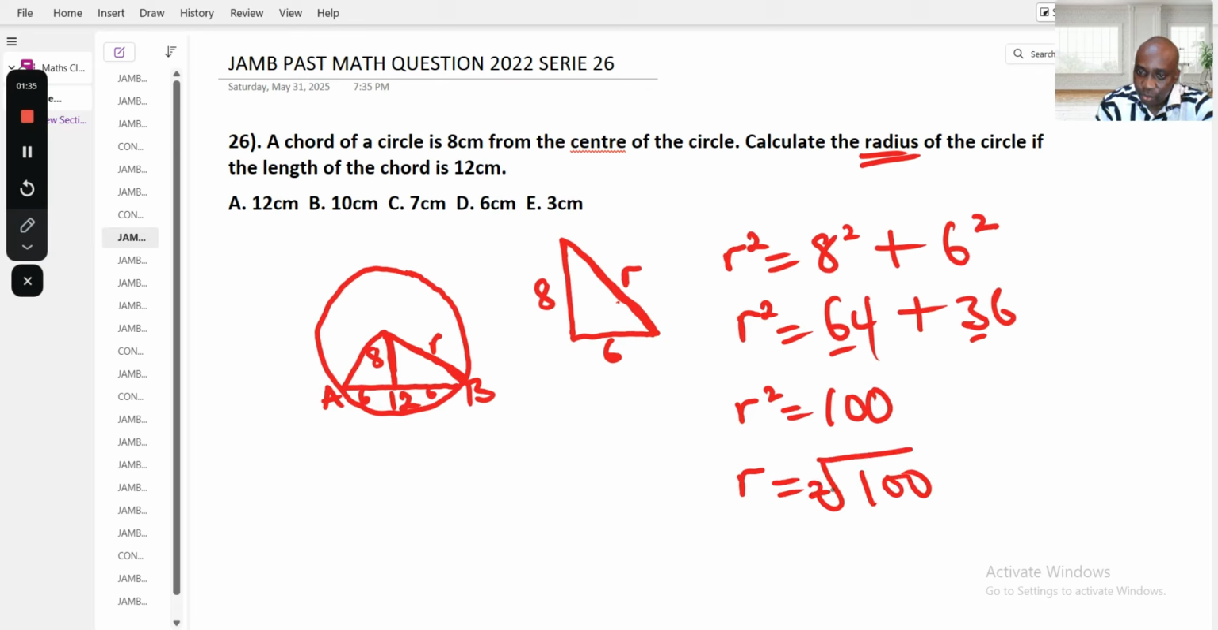We take the square root. Therefore, what is the square root of 100? The square root of 100 is 10. Our radius is going to be 10 centimeters. Do we have 10 here? Yes. B. Our final answer is B. Let's move to the next question.